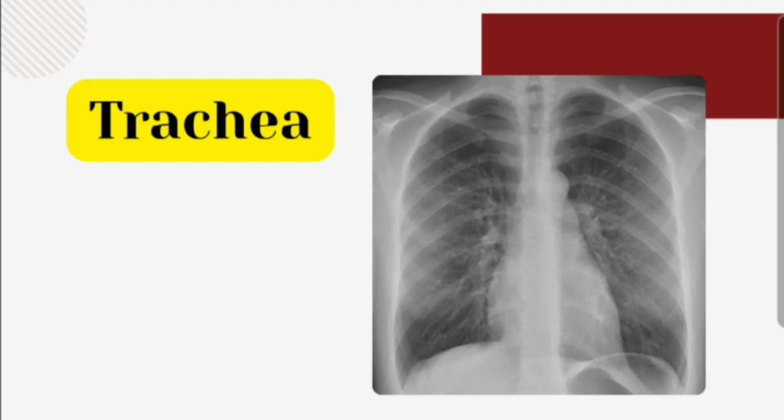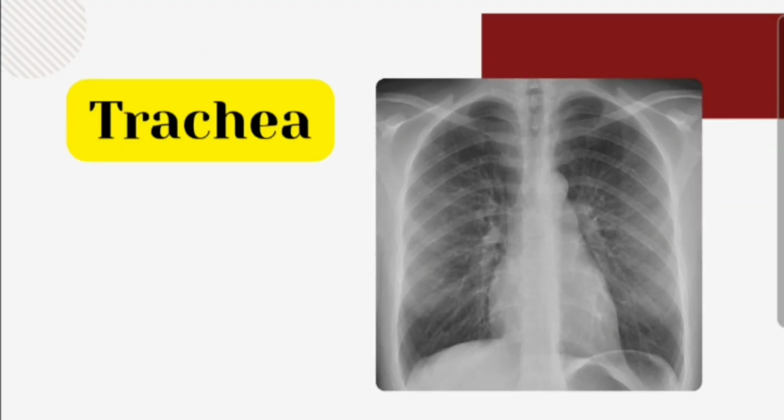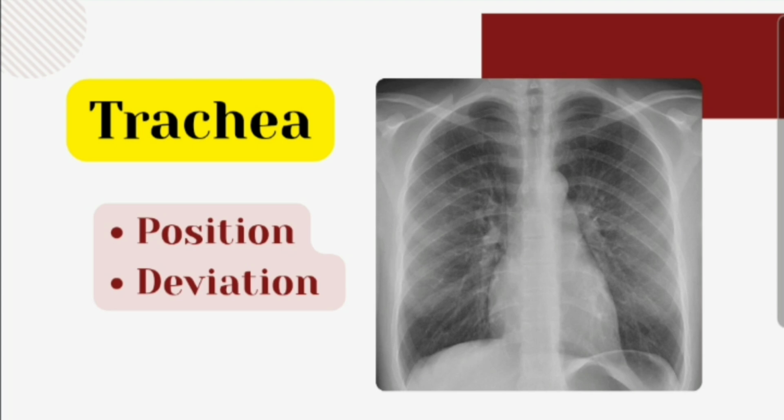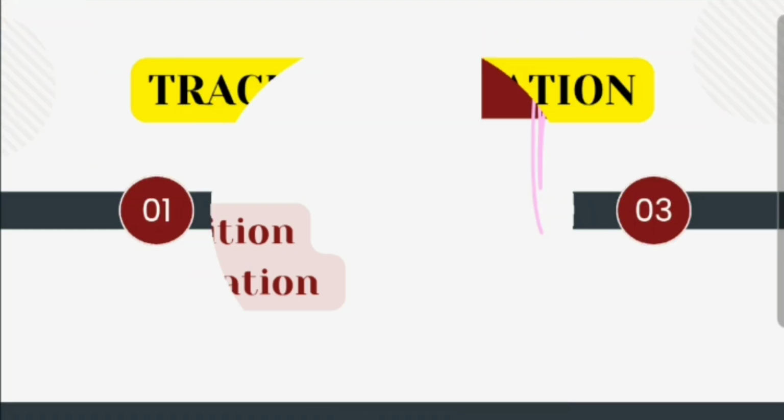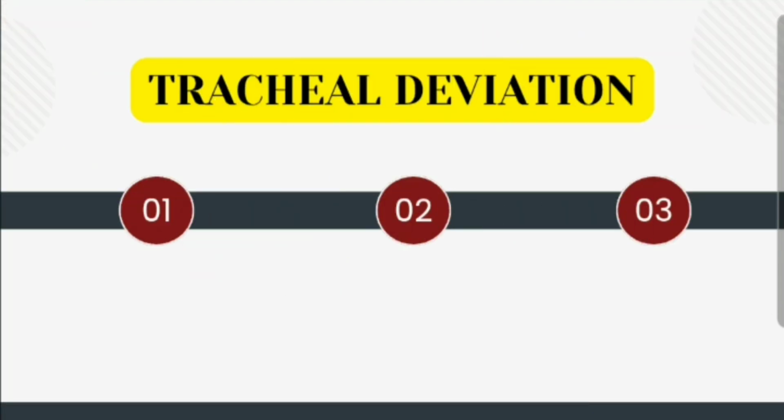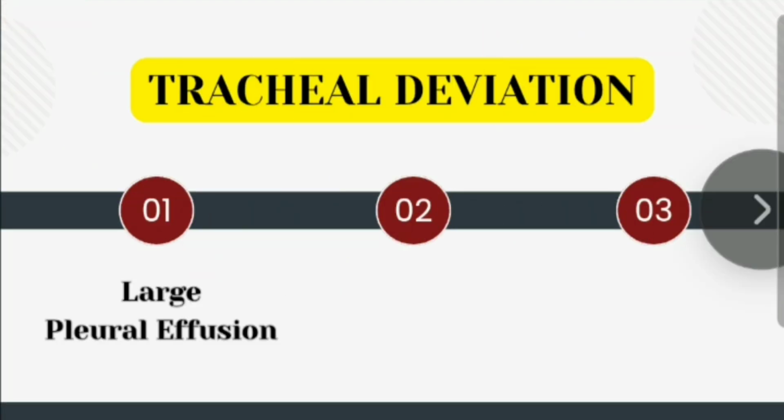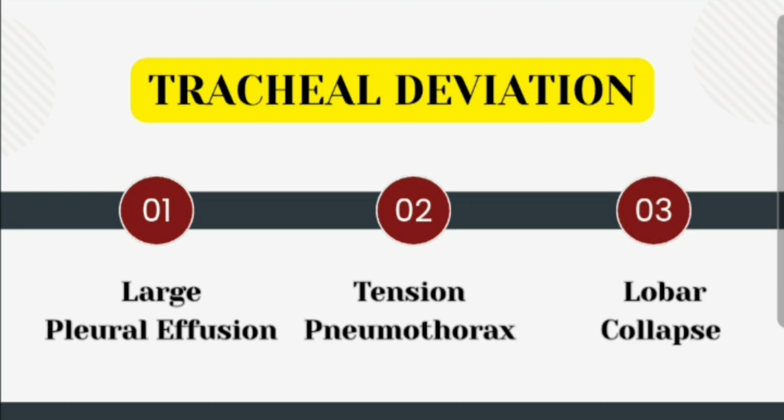For trachea, look for any sign of tracheal deviation, that is towards the right side, towards the left side, or the position of trachea, that is central. Normally, the trachea is either centrally located or slightly deviated towards the right side. Tracheal deviation is seen in large pleural effusion, tension pneumothorax, and lobar collapse. In pleural effusion and tension pneumothorax, trachea will be deviated towards the opposite side, while in collapse, trachea will be pulled towards the side of collapse.